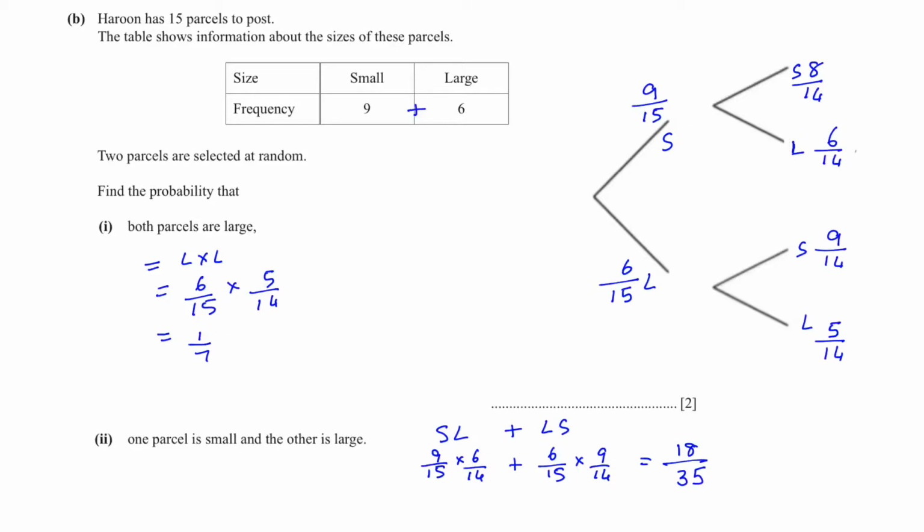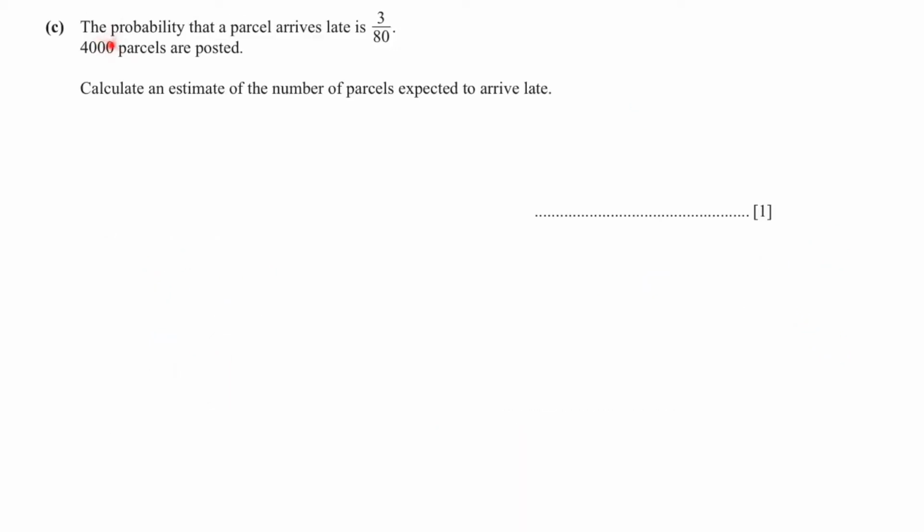So when you put the answer in the mark scheme in the calculator, these are the answers that you're going to get. Part C. The probability that a parcel arrives late is 3 over 80. 4,000 parcels are posted. Calculate an estimate of the number of parcels expected to arrive late. A very easy 1-mark question. We just have to multiply 3 over 80 by 4,000. And the answer is 150. So that is the number of parcels that are expected to arrive late.